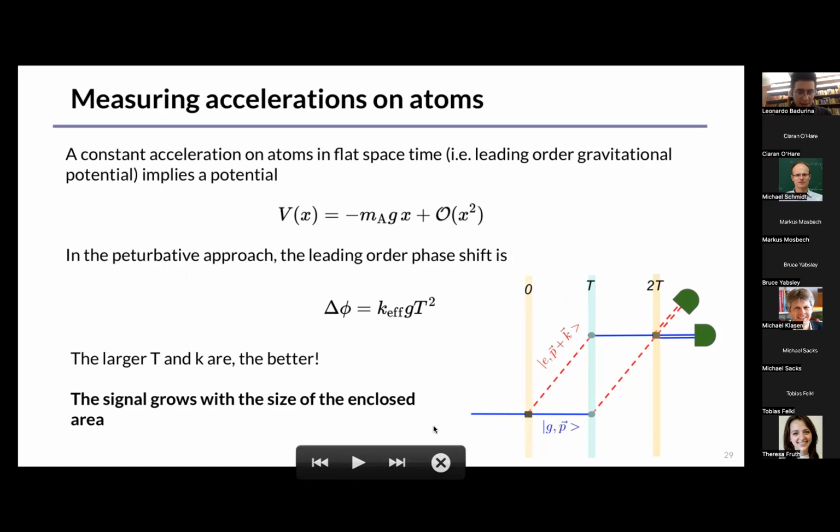And if you look even a bit more carefully, you might be able to realize that the area of this kite, this rhombus, parallelogram, whatever it is, is related precisely to these quantities here. So in a sense, the magnitude of the signal will grow as the size of the enclosed area in the loop here grows.